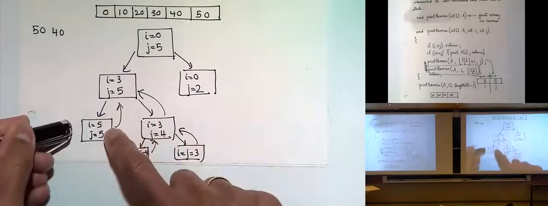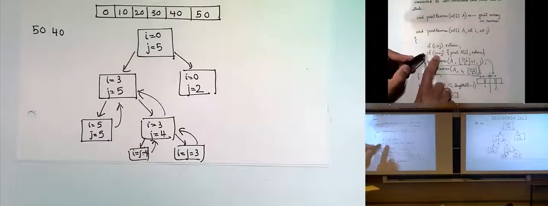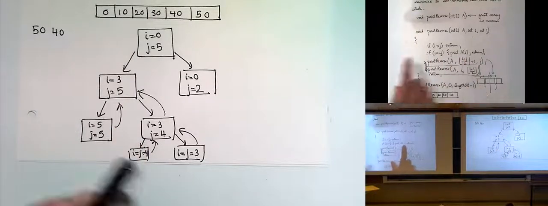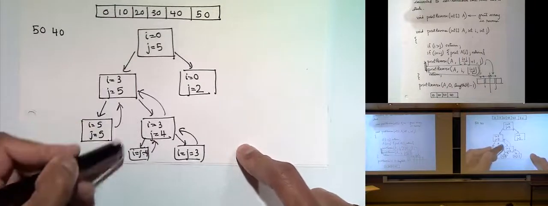The first call that it makes, which is i equals 5, j equals 5, is a base case. And so in the base case, it's just going to print a[i] and return. So it's going to print a[5] and then return. Then the second call is made, and so on and so forth.